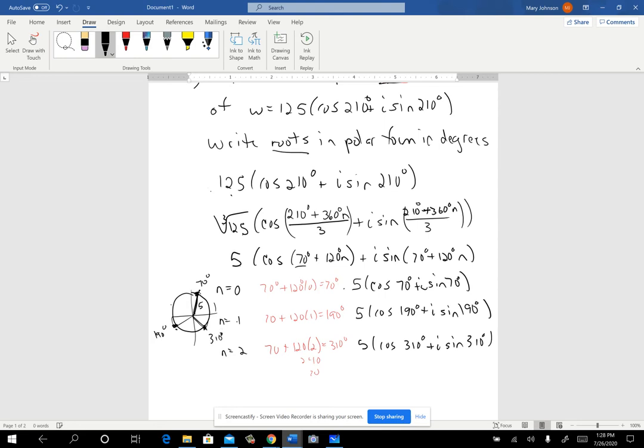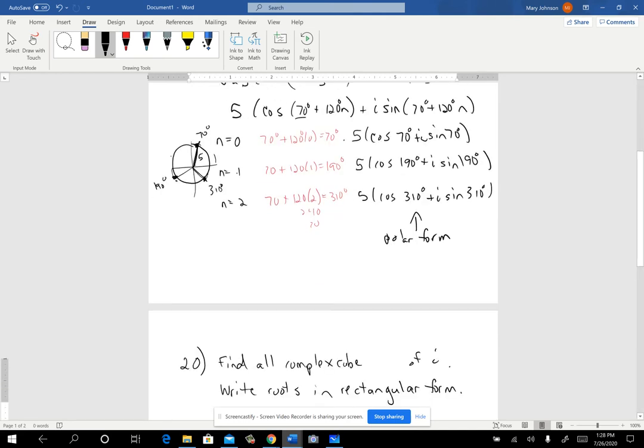Okay. Now, you got to watch out about what form they want it in. So this one said to write the roots in polar form, and we got it in polar form already, so we didn't have any more work to do. If they wanted it in rectangular form, I would actually do the cosine of 70 and the sine of 70 and then distribute the 5. Okay. I'd go a little bit further.